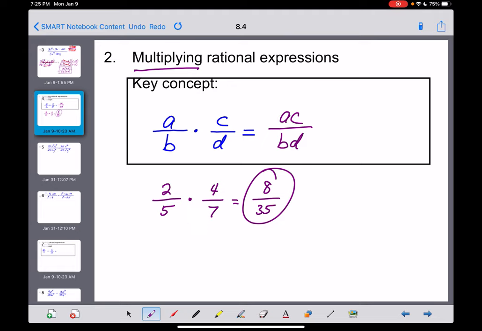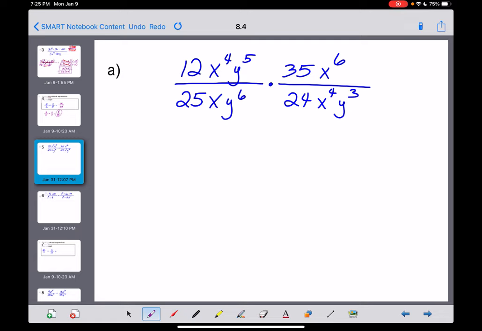Now, sometimes it gets a little bit tougher with canceling out, but I tell you what, let's just dive into this first example and we'll see that in action right here. So we've got these messy algebraic fractions. These are what we would call rational expressions, 2 of them being multiplied together.